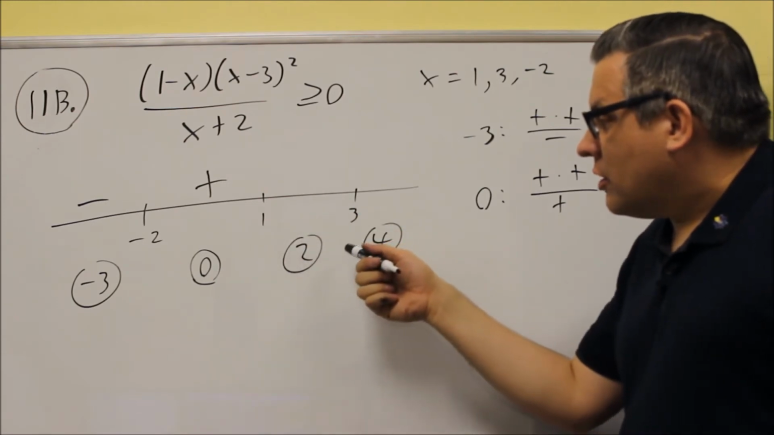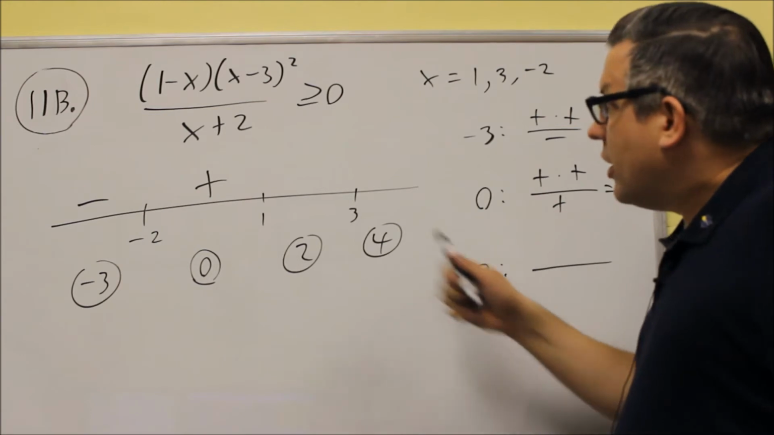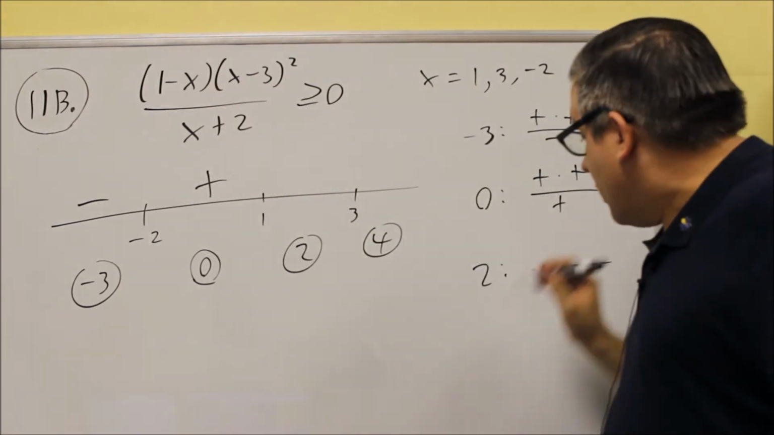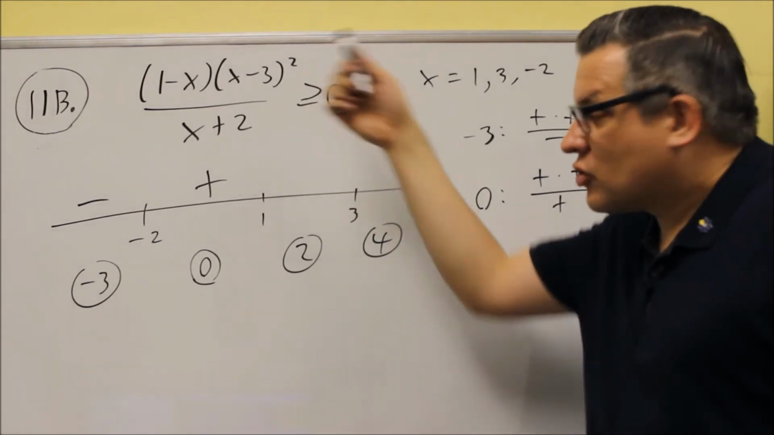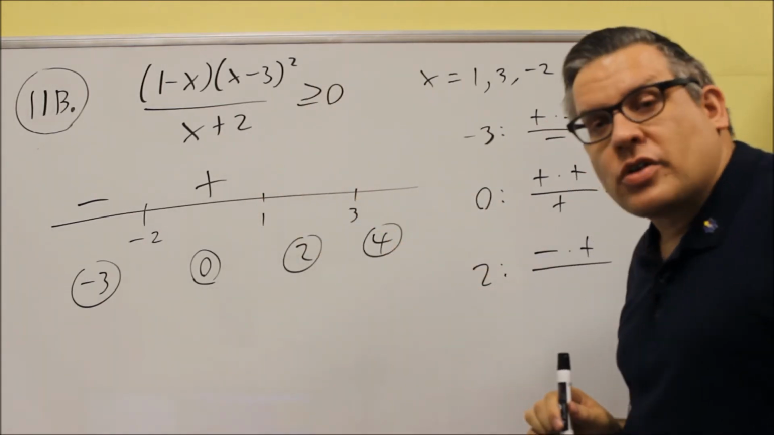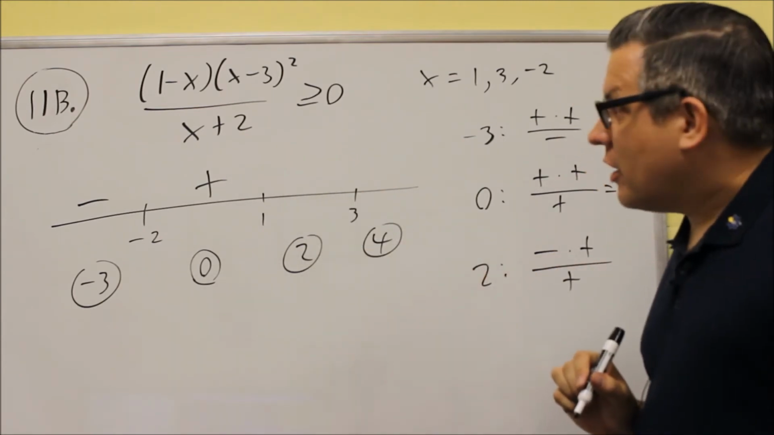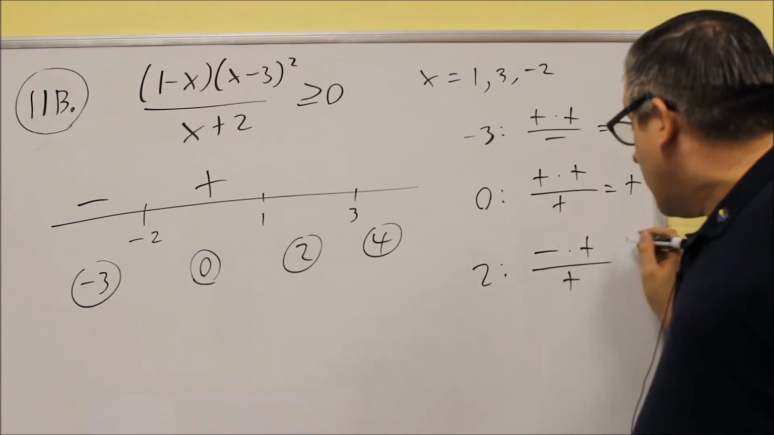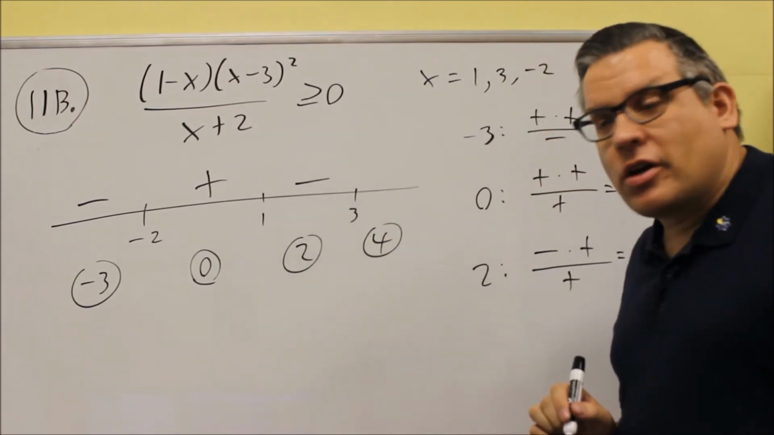Next, I'm putting in the test value of 2. When I put a 2 in here, 1 minus 2 is negative. 2 minus 3 is negative, but then I square it, it becomes positive. In the bottom, I have 2 plus 2 is positive. So then I get 1 negative here. The ending result is a minus. So I have a minus on top right there.